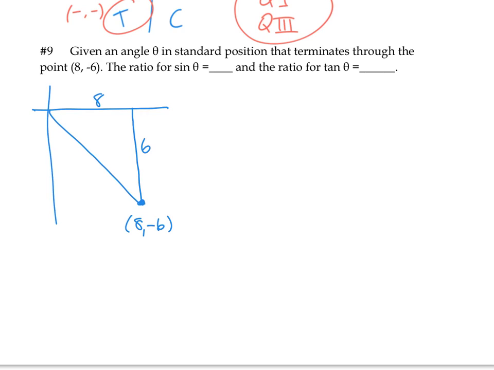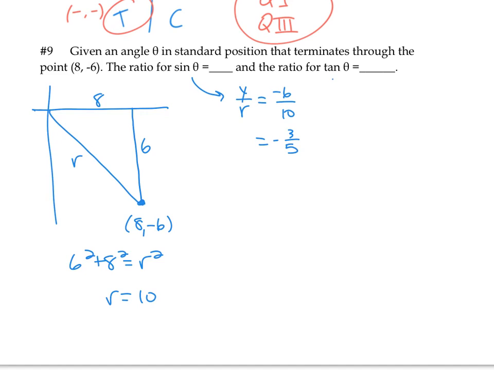8 and 6, when we're looking at our triangle here to find our r, you can do 6 squared plus 8 squared equals r squared. Okay, r is going to come out to 10. You solve that. Okay, so now we've got an x, a y, and an r. Okay, sine is y over r. So sine is going to be negative 6 over 10, which is negative 3/5.